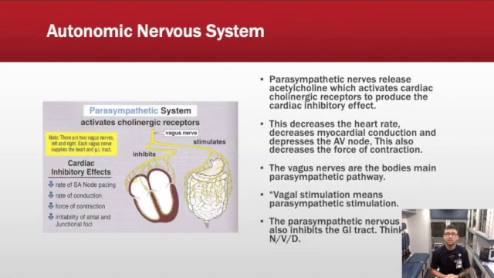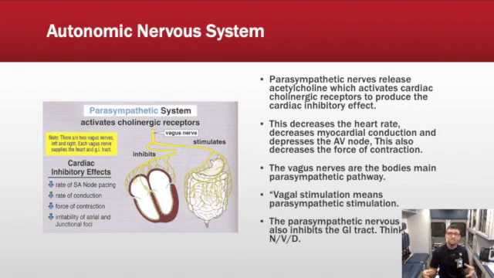The parasympathetic nerves release acetylcholine, which activates the cardiac cholinergic receptors to produce the cardiac inhibition effect. This decreases the heart rate, decreases the myocardial conduction, and depresses the AV node. This also decreases the force of contraction.